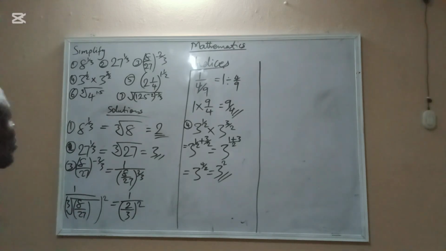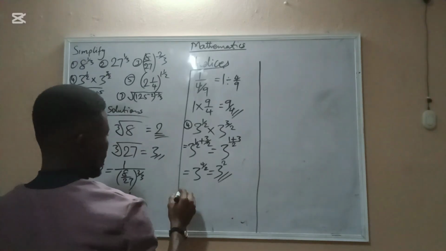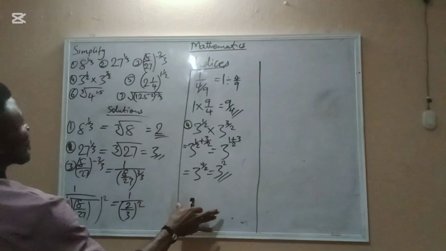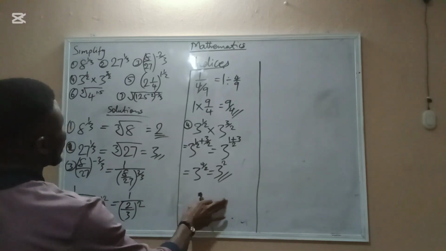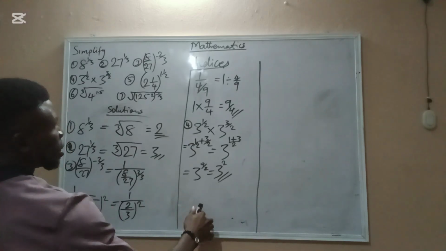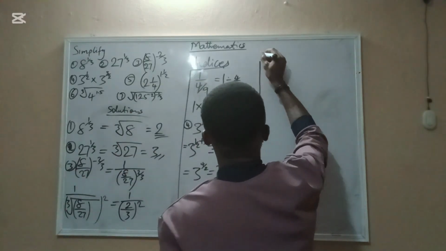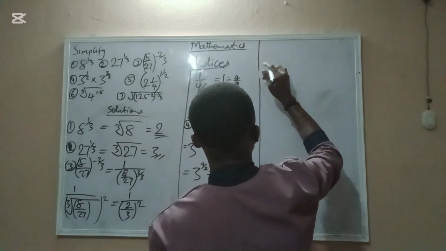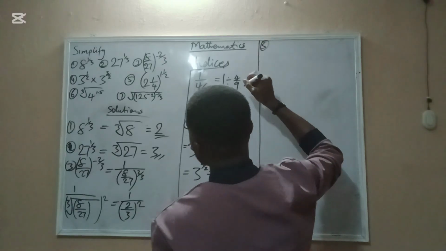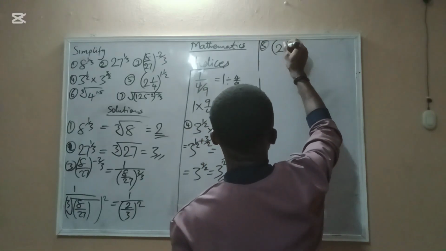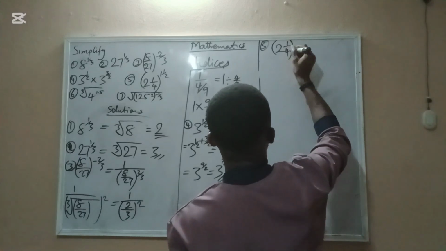And then we have another one. Okay, this number 5. Let's do it this way. Number 5 says bracket 2 raised to the power 1 over 4, all raised to the power.